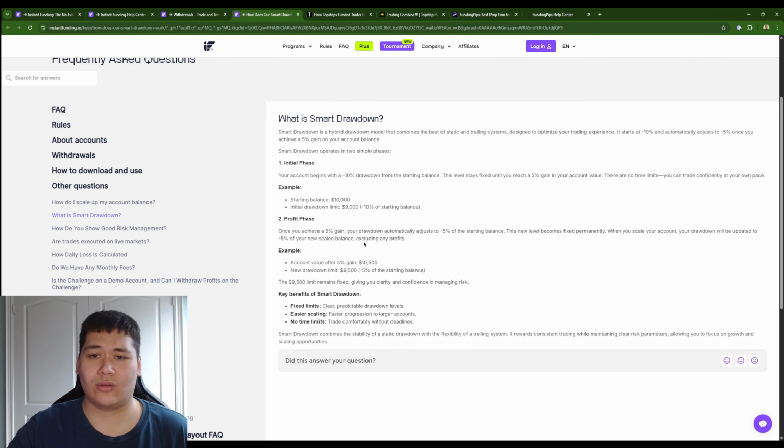So it's just these little rules that can make or break the decision on whether you want to go with this prop firm or not. If you guys are okay with the smart drawdown rule, or if you're not okay with the smart drawdown rule.